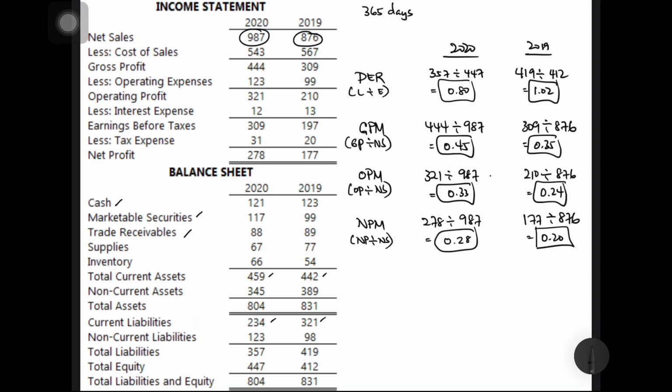By the way, I forgot times interest earned. That is part of your solvency. Times interest earned. The formula for that one is EBIT, or operating profit, divided by your interest expense specifically. So this is 321 divided by 12, and this one is 210 divided by 13. This is 26.75, while this is 16.15.